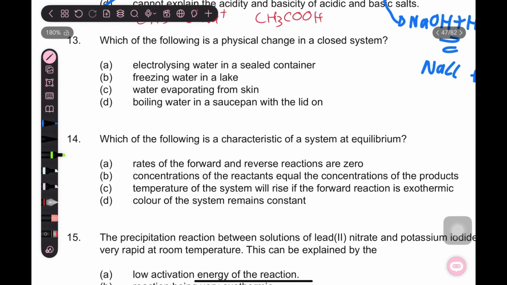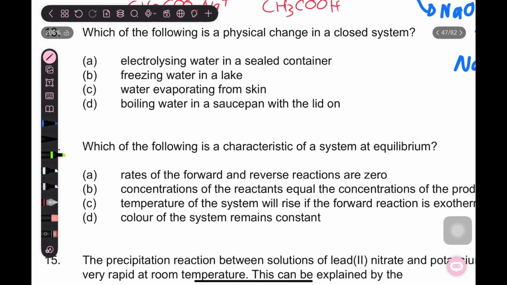Okay, question 13. Which of the following is a physical change in a closed system? So a closed system is where matter cannot escape, and the question also states a physical change. A physical change is where there's no change in the chemical composition of the substance. And just to reiterate, a closed system is a system where matter is not exchanged, but energy can be exchanged.